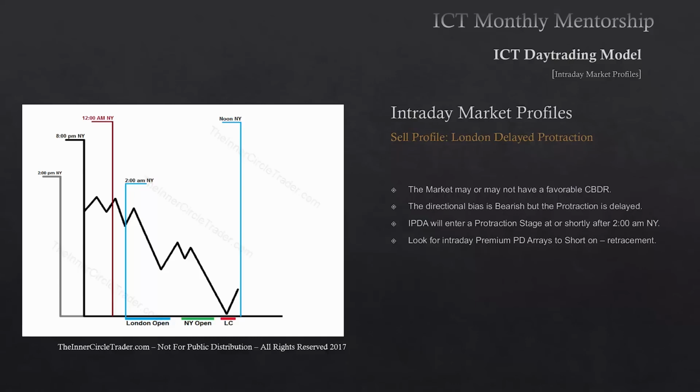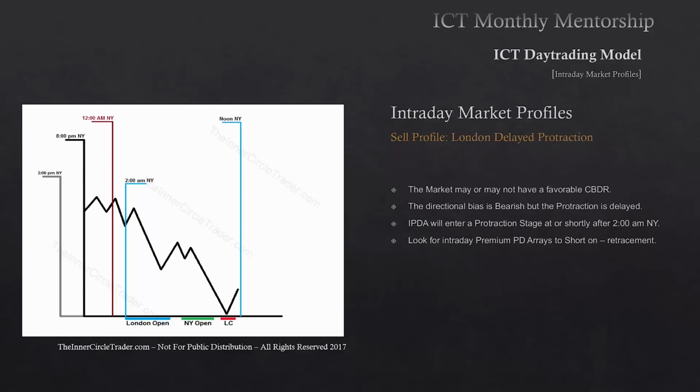When do you look for that? When the market does not create that 12 a.m. New York time rally. In other words, the price does not go into a protractionary stage higher after midnight. It just rolls over, goes soft, and makes a progressively lower move going into 2 a.m., not a problem. Draw a vertical line at 2 a.m., wait for a retracement higher. That will be IPTA's protractionary stage.